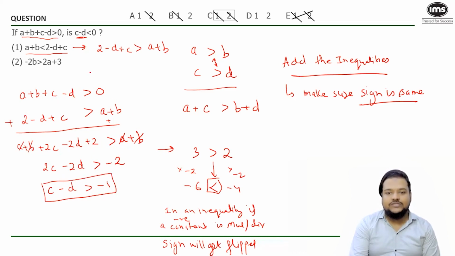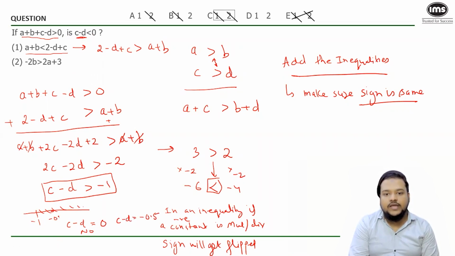Now we have to answer our question. Is C minus D less than 0? So you know that C minus D is greater than -1, and the question is asking, is C minus D less than 0? If you observe this range, I can take any value greater than -1. For example, if I take C minus D equal to, let's say, 0 only, now answer the question, is 0 less than 0? The answer is no. What if I take C minus D equal to -0.5? Because -0.5 will also lie here.